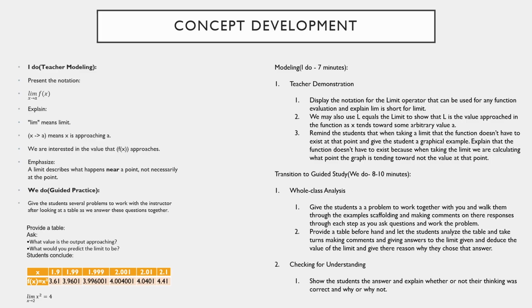And then we transition to guided study, what we do for 8 to 10 minutes. Whole class analysis. Give the student a problem to work together and walk them through the example scaffolding and making comments on their responses through each step as you ask questions and work the problem. Provide a table beforehand and let the students analyze the table and take turns making comments and giving answers to the limit. Give and deduce the value of the limit and give the reasons as to why they chose the answer. So based on this table to the left, they can basically come to a conclusion what the limit will be at x equals 2, or what we're approaching as x approaches 2, just by looking at the information on the table.